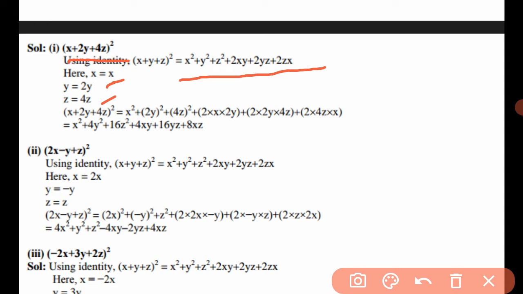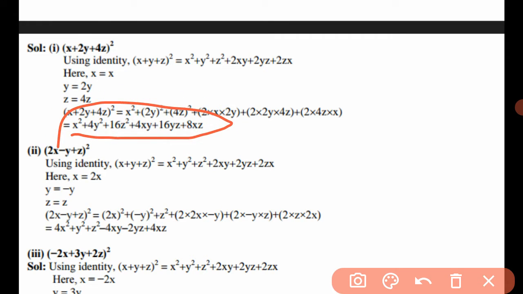Now putting values, in place of x we will write x, in place of y we will put 2y, in place of z we will put 4z. So by putting its value, its answer will be x² + 4y² + 16z² + 4xy + 16yz + 8xz. So in this way we can do this question.